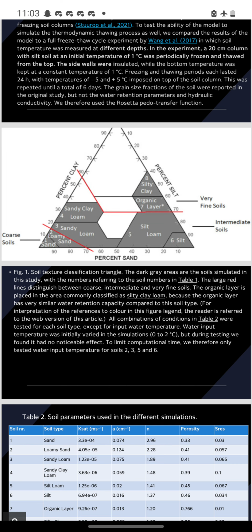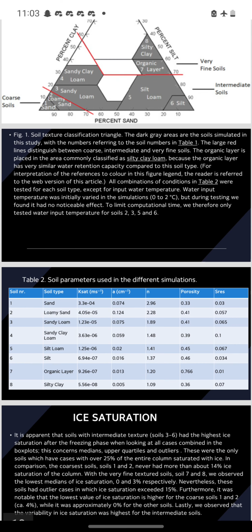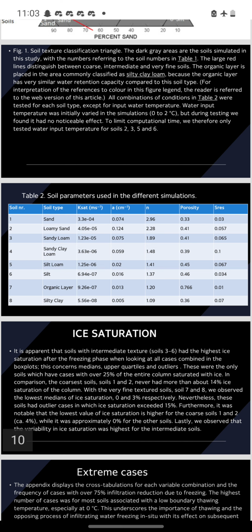All combinations of conditions were tested for each soil type, except for the input water temperature, which initially varied in the simulations, but during testing we found it had no noticeable effect. To limit computational time, we therefore only tested input water of soils 1, 2, 3, 4. Soil parameters used in the different simulations: sand, loamy sand, sandy loam, sandy clay loam, silt, organic layer, silty.